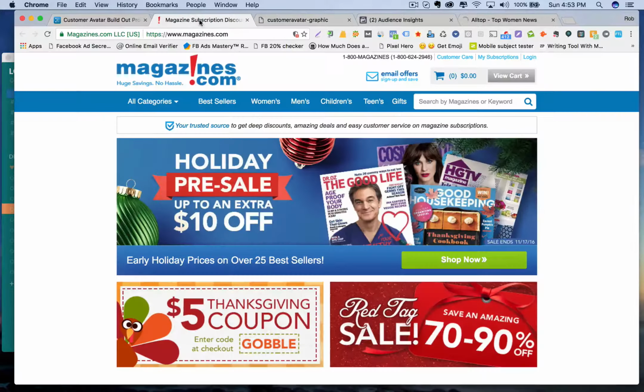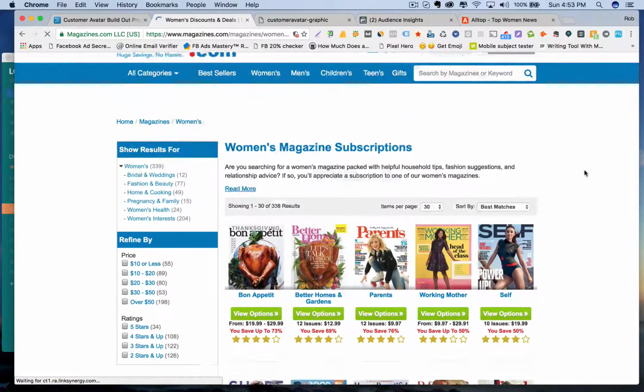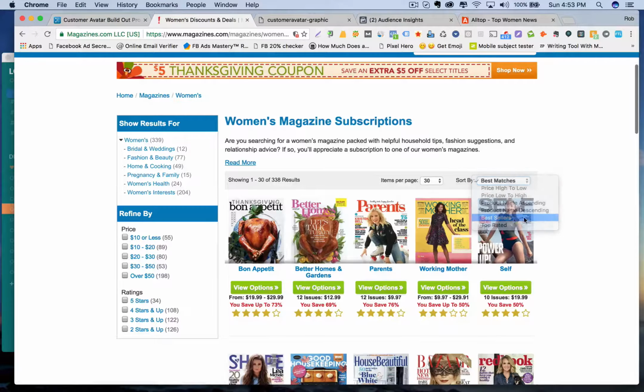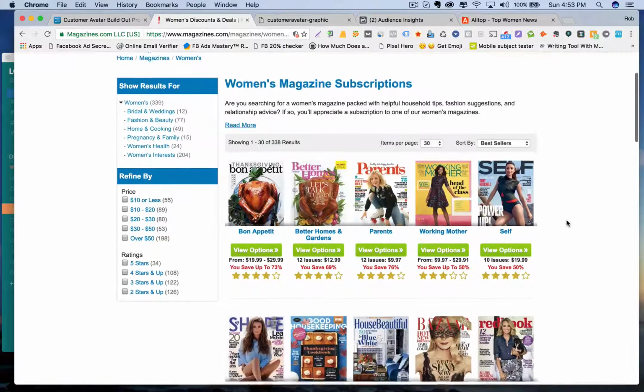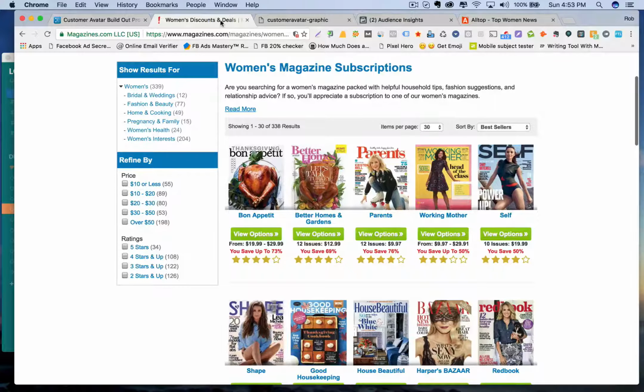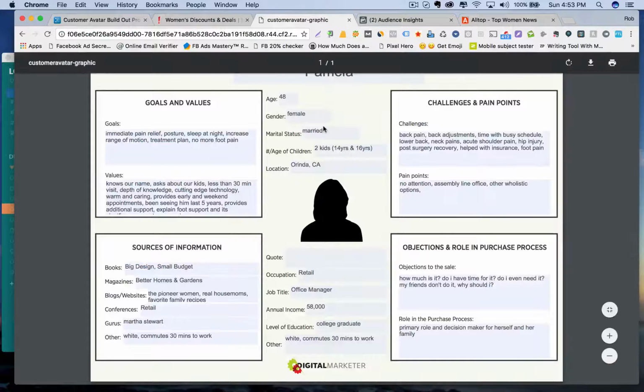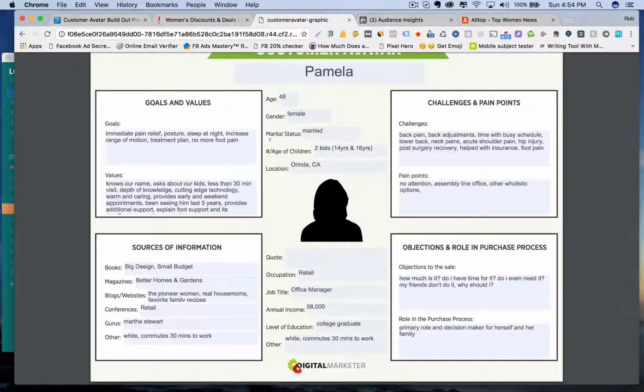So I start here with magazines. Why? Because, boom, I can see what women's magazines are. And then I do bestsellers, making the assumption that these are the things that sell the most, that the majority of women like, right? And then I have to make an assumption about what I know so far of this person, right? She's a working mom, has kids, problems with her feet, she's tired with back pain, right? And she drives, so she's a hard-working mom.